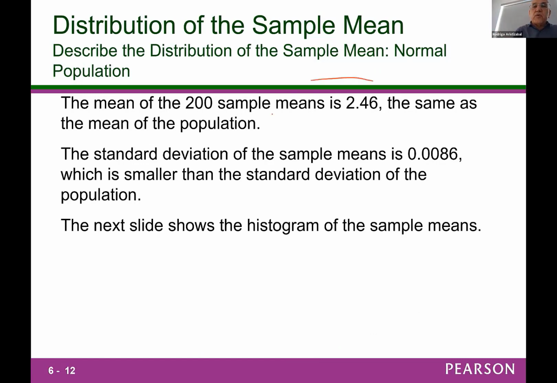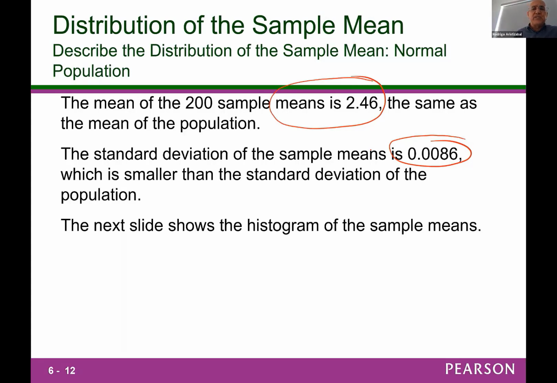The mean for these 200 is 2.46, which is the same as the mean of the population. And the standard deviation is 0.086, which is smaller than the standard deviation of the population. It's a little smaller. No, it's smaller.